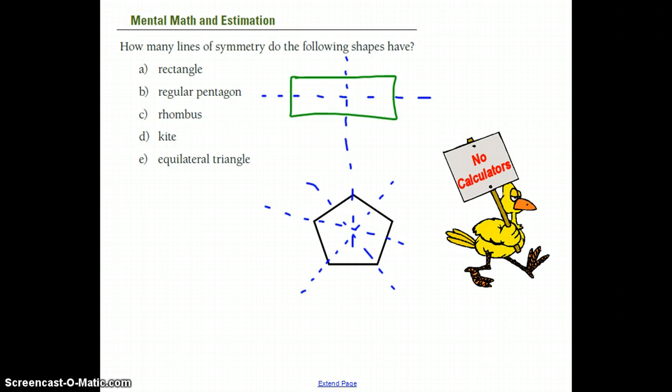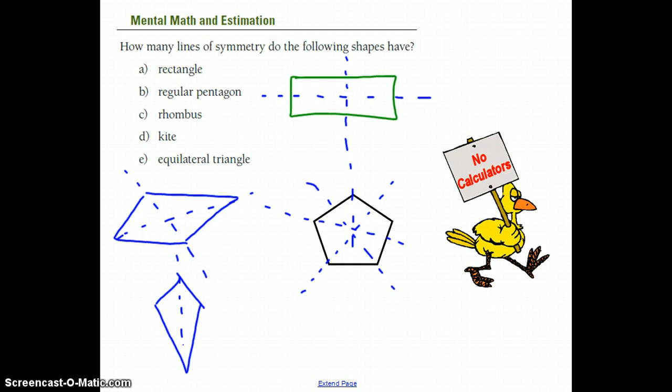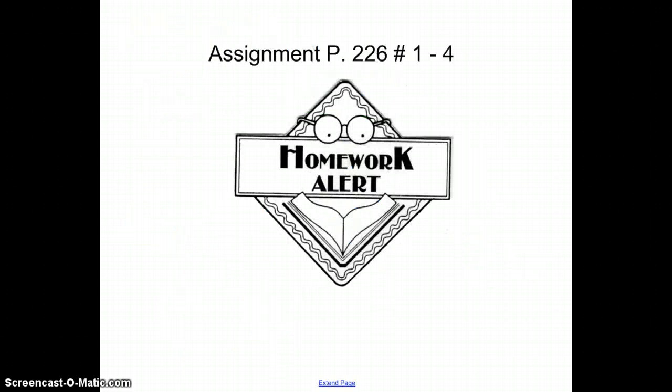The rhombus would have 2 axes of symmetry on its diagonals. The kite would only have 1, right down the middle. That's where it's still symmetrical. And the equilateral triangle would have 3. Last but not least, you have an assignment on page 226, number 1 to 4. Enjoy.